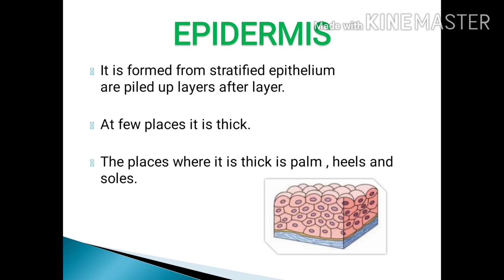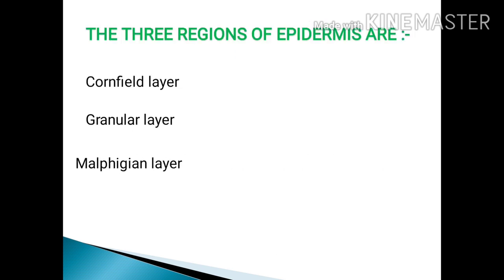Epidermis. The epidermis is formed from stratified epithelium, which is layers after layers. At a few places it is thick. The places where it is thick are the palm, heel, and soles. The epidermis is again divided into three parts, the cornified layer, the granular layer, and the Malpighian layer.